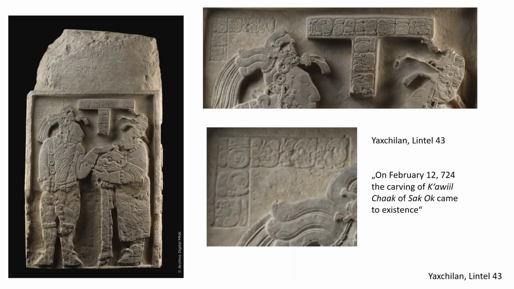This is not unique. This is a lintel from the site of Yaxchilan, and you see here the signature of the scribe is written here. It's a sunken text field, but the main text field referring to the king is this raised text field. This is the thing that matters here in this moment. And this text field says that the carving of the monument was created on this date.